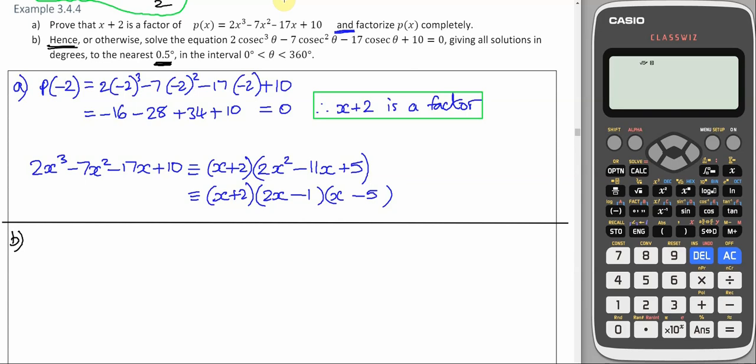Instead of x, we've got cosec theta. So I'm going to let x equal cosec theta. That's the link between part A and part B. And by looking at part A, we have the factorized version of this cubic.